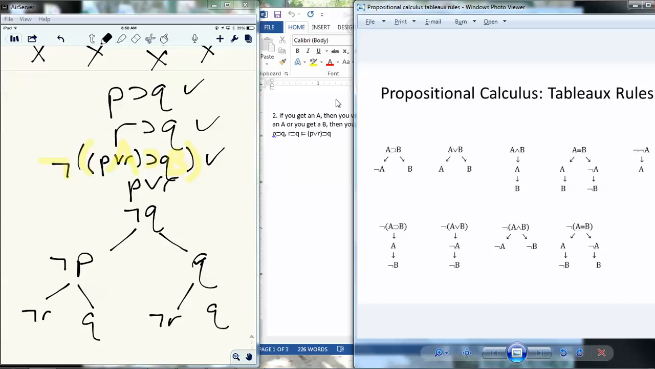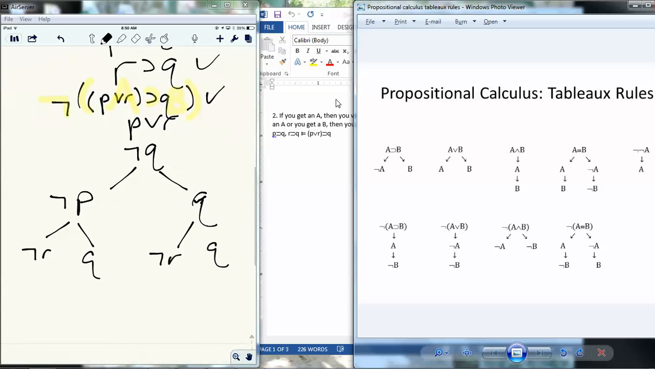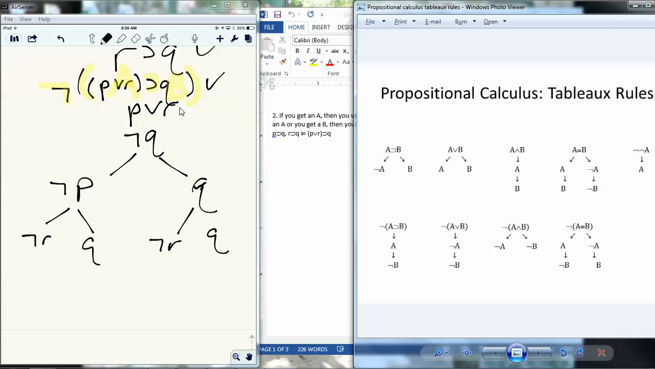And then the last thing I have to do, I have to worry about this one right here. Even though it was sort of buried in this, P or R here still has a rule that can be applied to it. So I still have to apply this rule. And the or rule, remember, A or B is true when either A is true or B is true, or possibly both.